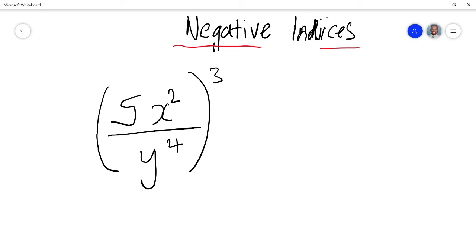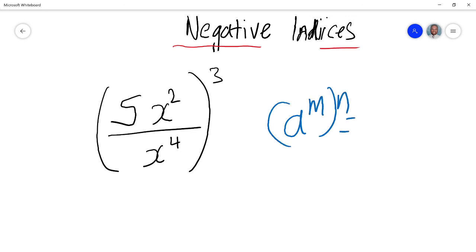Now let's say in place of y, let's put x. Sorry, so we put x to the power 4. So 5x squared over x to the power 4. How are we going to solve this? If you see what rules we can apply, we can apply this rule: a to the power m, the whole thing to the power n, is a to the power mn, because you've got an x squared and a cube there.